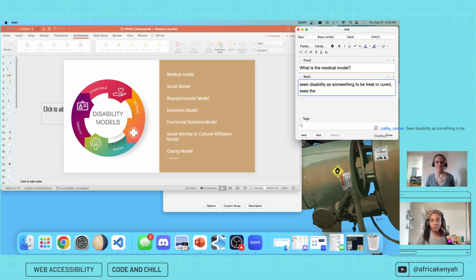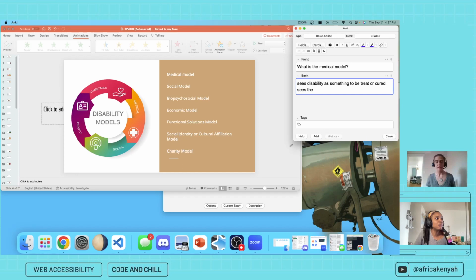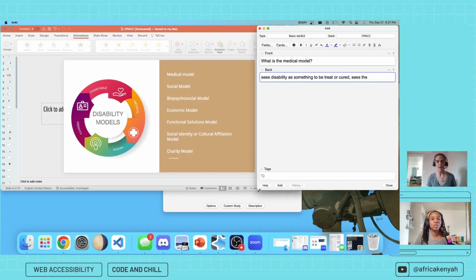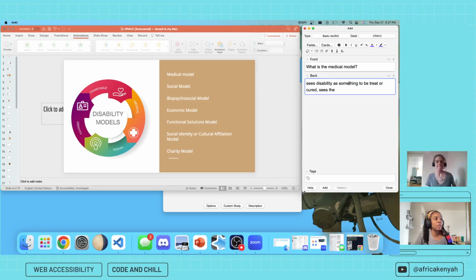All right, your turn, Dorlin. Well, sorry, I can't see what you've already typed. Can you read me back what you already typed? I put sees disability as something to be treated or cured. I feel like I should start turning JAWS on. Well, I don't have JAWS on here. I have VoiceOver, but I don't know how distracting that would be. Something to think about. Yeah, I think next time I'll do that just so everyone can see what a screen reader would be like, anyways.